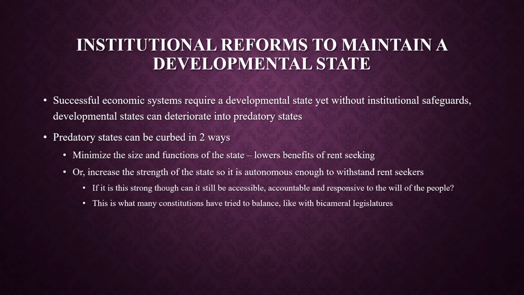And then you could also instead look at increasing the strength of the state, so it's strong enough to withstand the seeking of favors. Now, if it's this strong, how can it be this strong to resist pressures from those who are seeking to use it badly and yet still be accessible and responsive to the will of the people, the ones they should actually be listening to? And this is the heart of what a lot of constitutions have struggled with and have tried to strike a balance with. Things like a bicameral legislature, where there's one part that's very responsive to the people and there's another part that's a little more distant from the people.